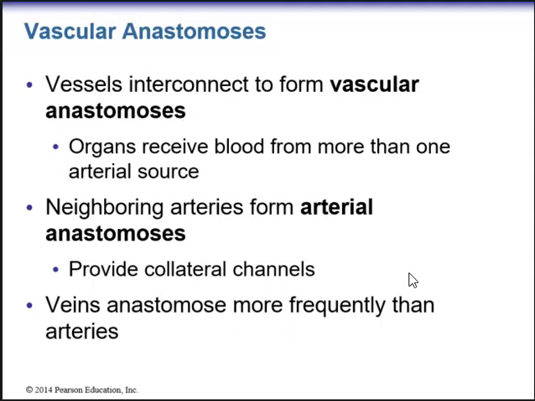So if we have tissue that has a blood supply, it will have a main artery that gives its blood supply. However, we'll have collateral arteries that also help give blood supply to that tissue, so that if one of the arteries is cut off, we'll have other arteries making up for that cut off artery to provide additional blood supply to that tissue. So providing collateral channels is one of the characteristics of arterial anastomoses. Veins will anastomose more frequently than arteries.